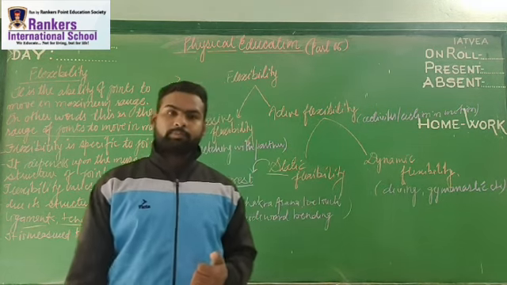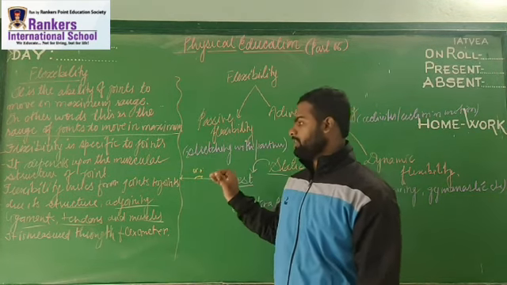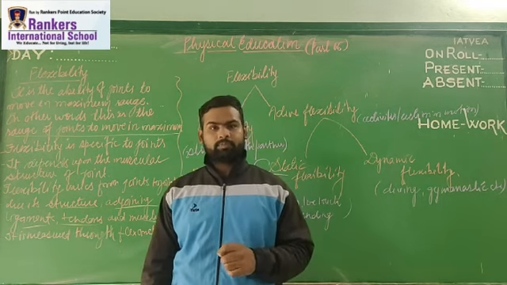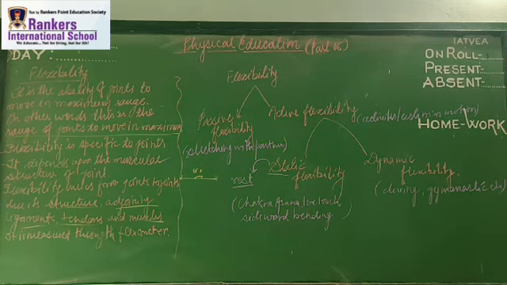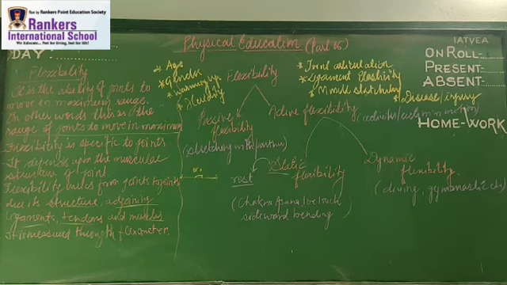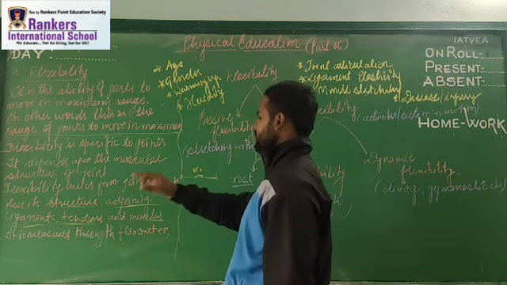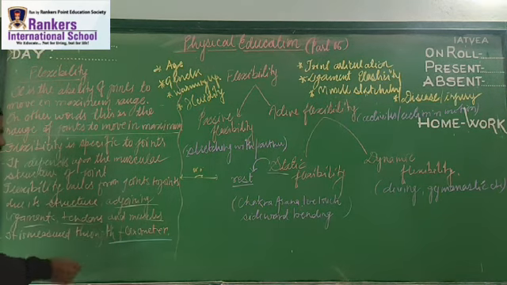Okay, now let's see what are the factors on which flexibility depends. Flexibility depends upon the joint articulation and elasticity of muscles, right? Flexibility is the ability of a joint to move in the maximum range. Got it what I am saying? So flexibility depends upon the structure, the adjoining ligaments, tendons, muscles, and it is measured by flexometer. Right? What is it measured by? It is measured by flexometer.